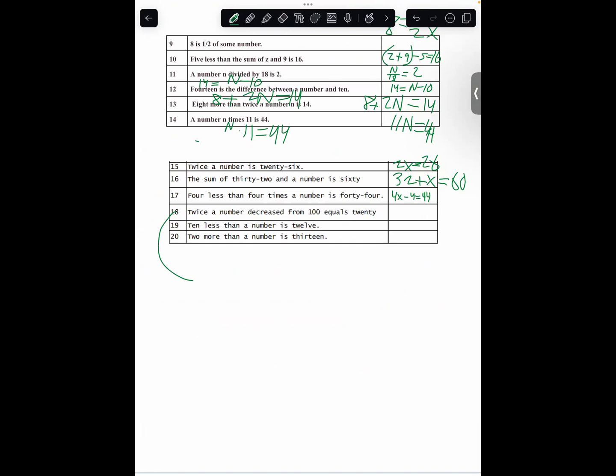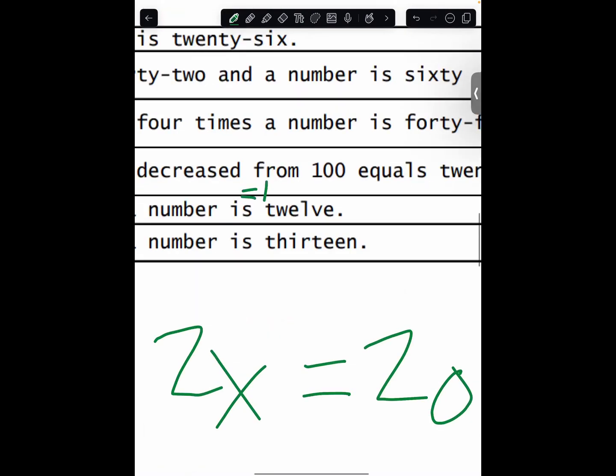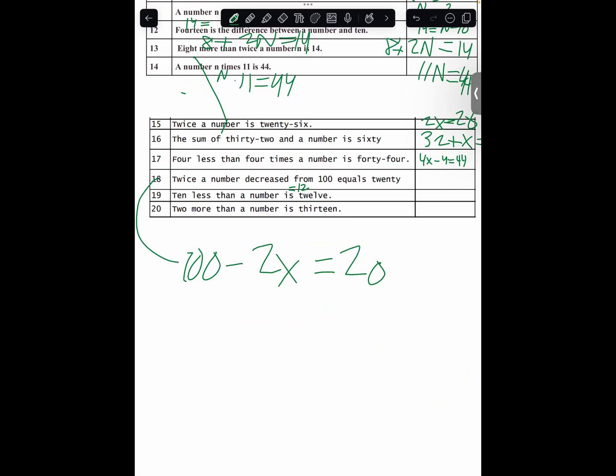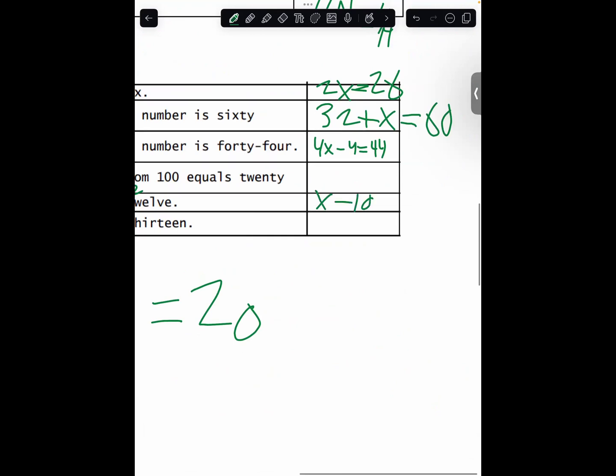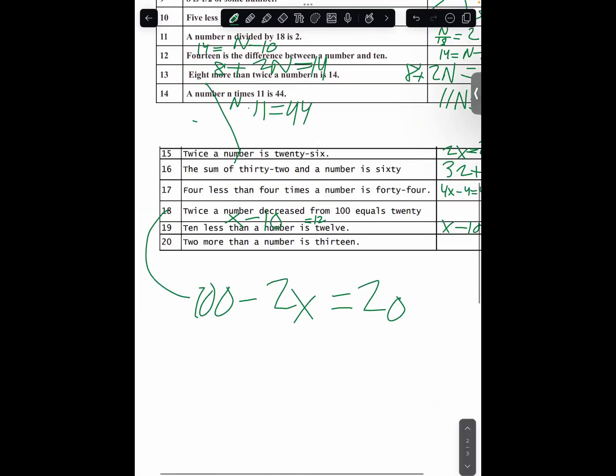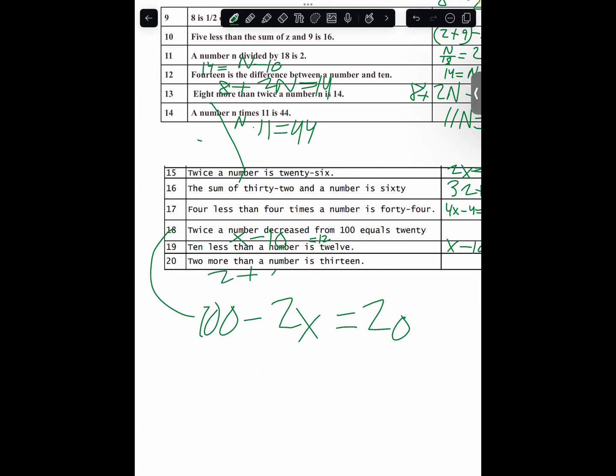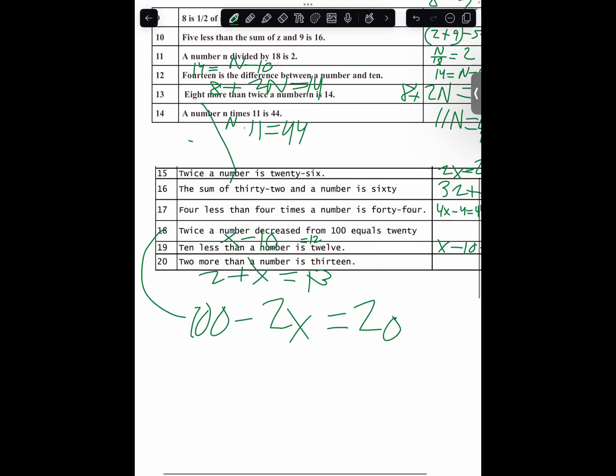Twice a number decreased from 100 equals 20. Okay, so we got equals 20. Decreased from 100 means 100. This one's tricky. Minus 2x or 2n. Okay, so that one's 100 minus 2x is 20. 10 less than a number is 12. Okay, so we got equals 12. So a number, x, 10 less than that. So x minus 10 equals 12. And then 2 more than a number is 13. 2 plus x equals 13.